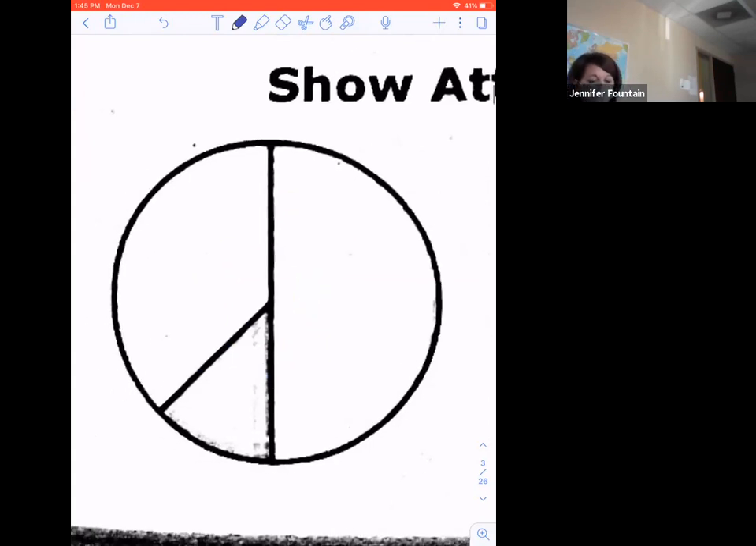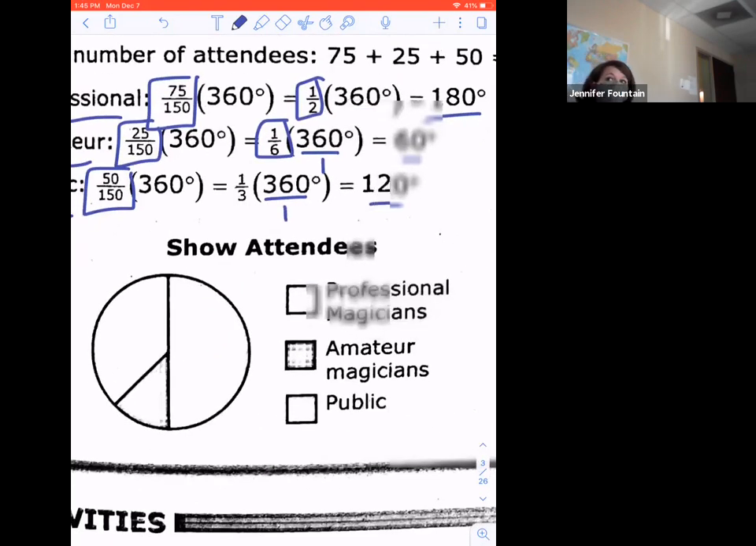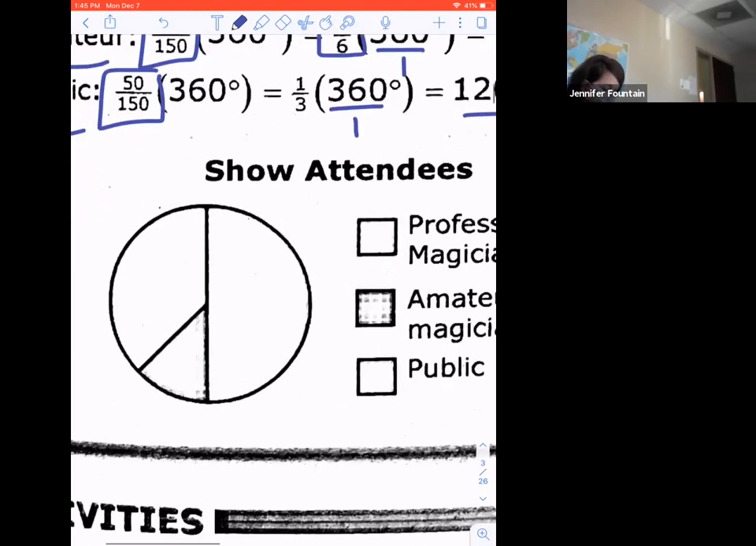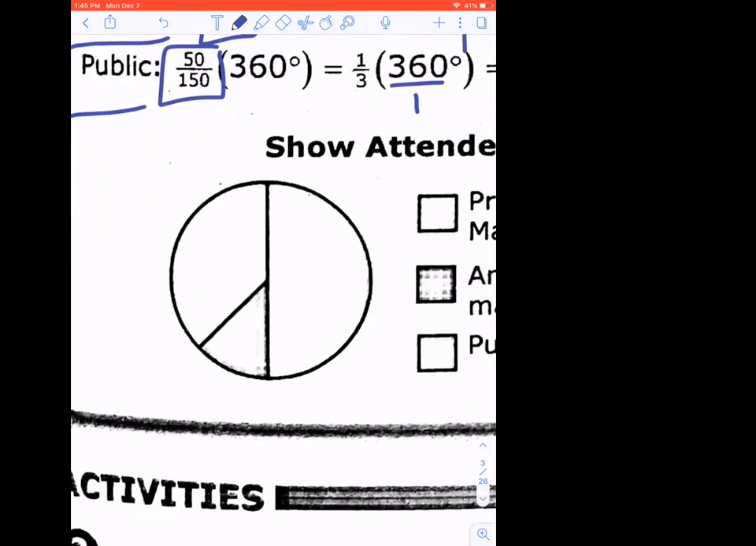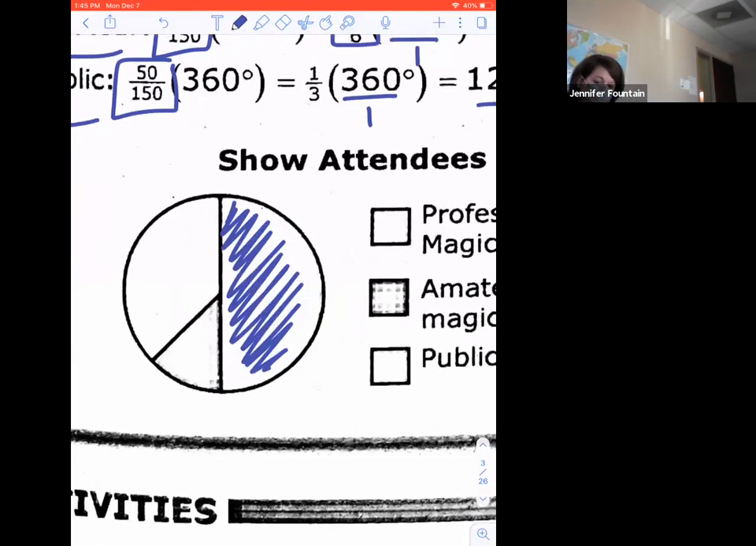Now, when I'm looking at each of these, which one of these is going to represent 180 degrees? Which one of these is the larger section? When I look at my pie, when I look at the picture, which one represents 180 degrees? What color is it in your book? The blue one, professional. The blue one, yeah. So this one right here is going to represent my professional magicians.